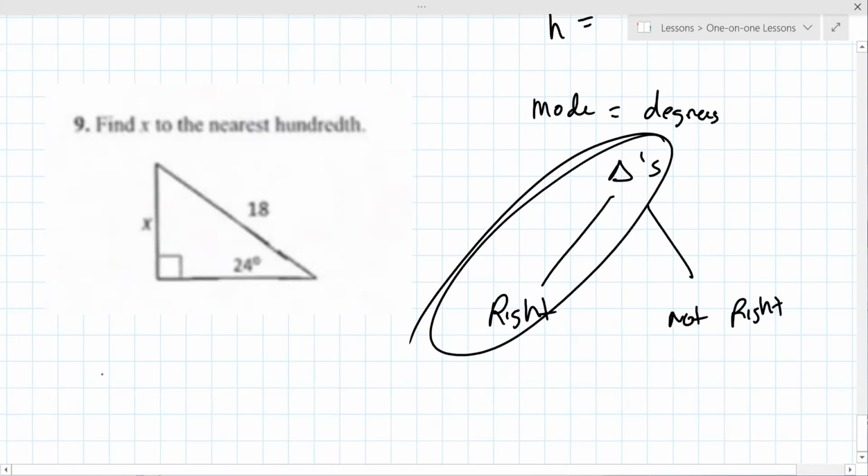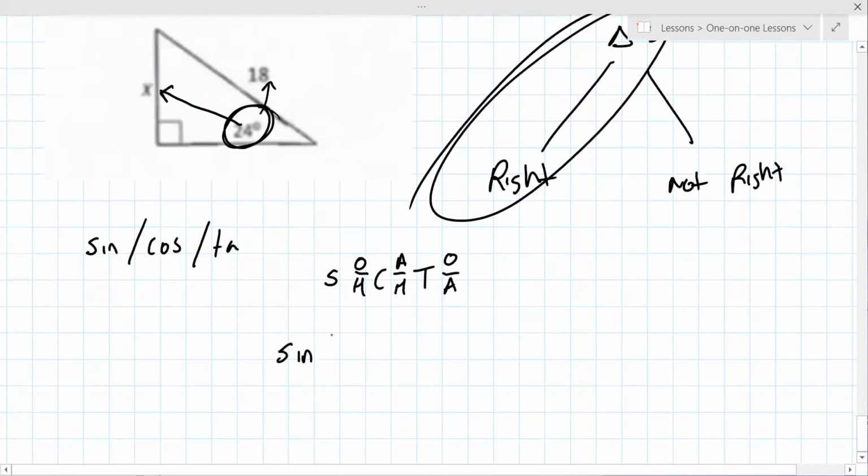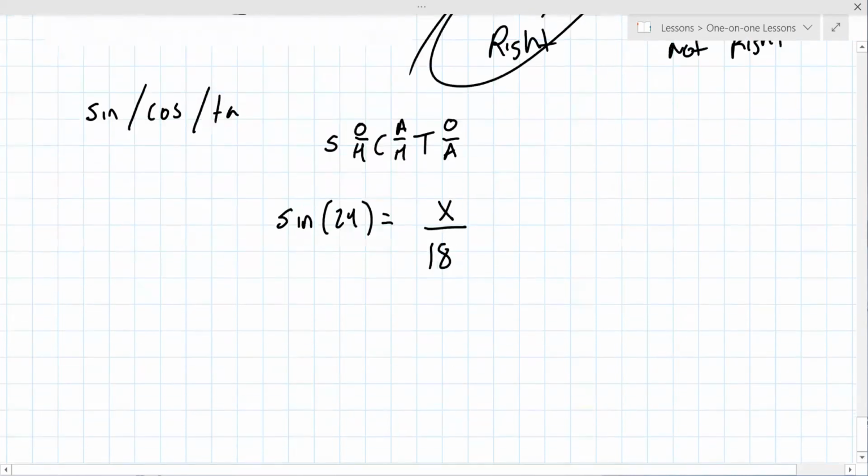You're given this angle. You have at your disposal sine, cosine, and tangent. And you might have remembered SOHCAHTOA or something else. There are lots of other ways you can remember this. This angle right here, relative to this angle, you have the opposite side and the hypotenuse. Which of these three is the opposite side and the hypotenuse? It is sine. Sine of 24 equals x over 18. x because it's the opposite, 18 because it's the hypotenuse. To solve for x, you multiply both sides by 18. So 18 sine 24 equals x.